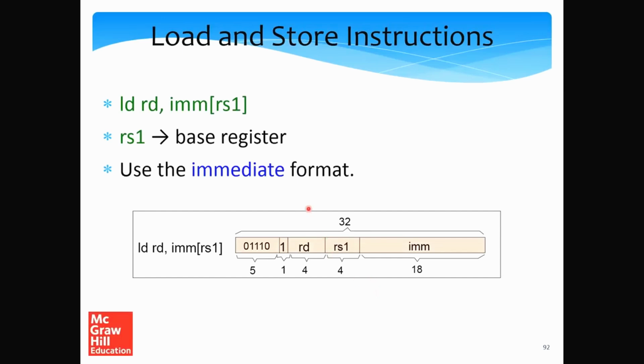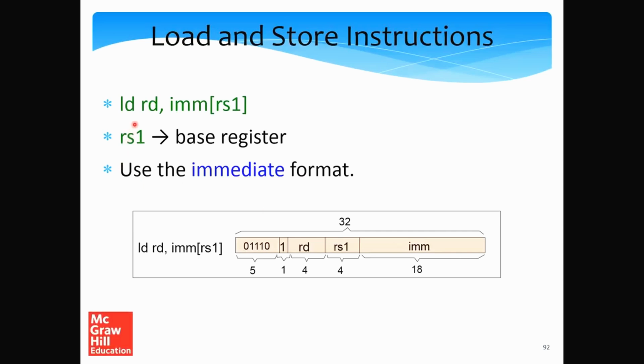Let's now discuss the load and store instructions. The load instruction has a register destination. So we are using the first 5 bits for the opcode. The immediate is 1. There is a register destination. The base register will be saved in the rs1 field. It has an immediate, which is the offset, so the immediate can be stored in the immediate field. So this is exactly the immediate format that we are using for the load instruction as well.